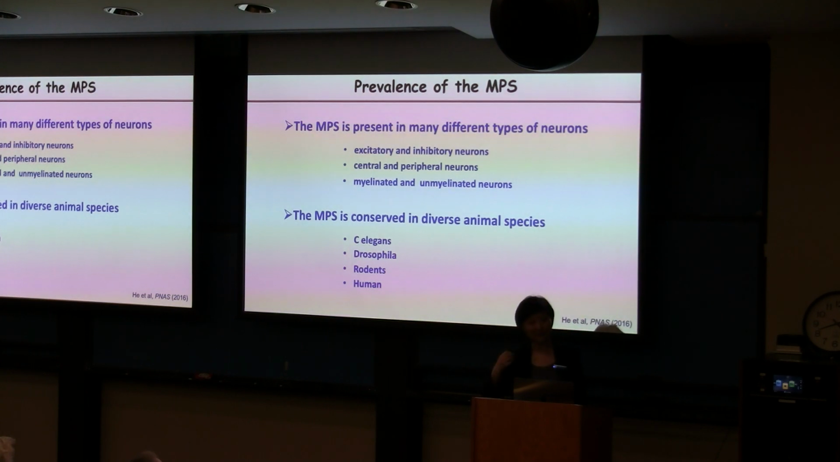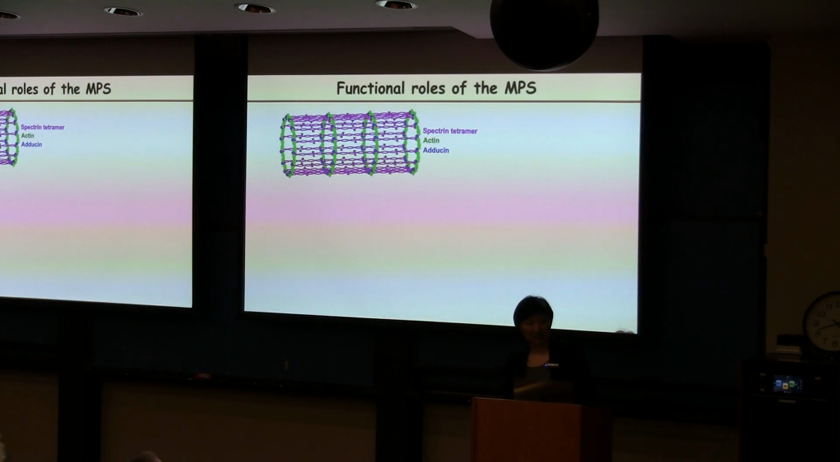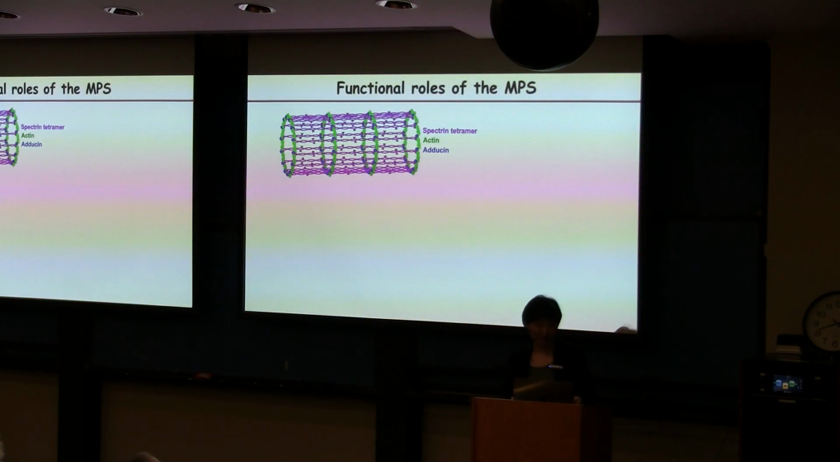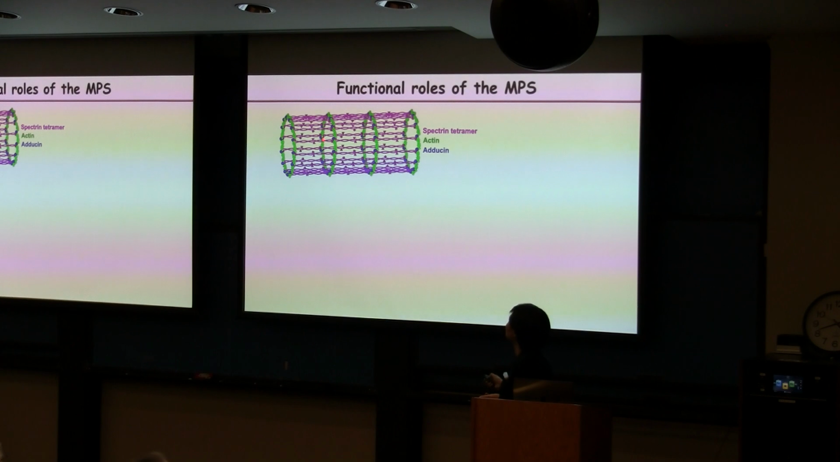Being so prevalent, it suggests that this is a functionally important structure. So what kind of function could this structure have? I should say that a variety of functions begin to emerge, but I suspect that's still just a small subset. One of them has to do with the property of spectrin being very flexible and the actin ring being rigid.